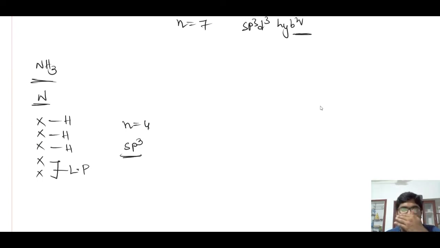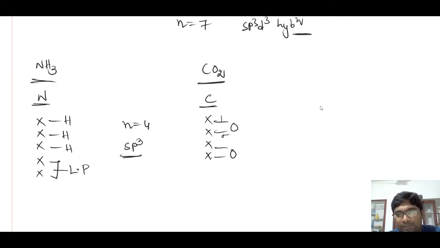In some cases the central atom forms a double bond. For example, you can take carbon dioxide. In the case of the carbon dioxide molecule, the central atom is carbon. Carbon has 4 electrons in the outermost orbit. The surrounding atom is oxygen. Oxygen forms two bonds. In these two bonds, one is a sigma bond and the other one is a pi bond. That means the number of sigma bonds is only two. That means n is equal to 2, which means the hybridization is sp hybridization.